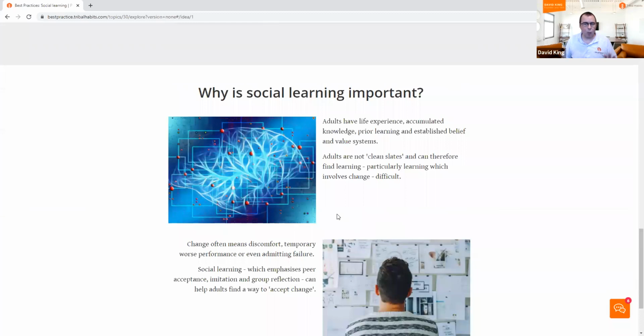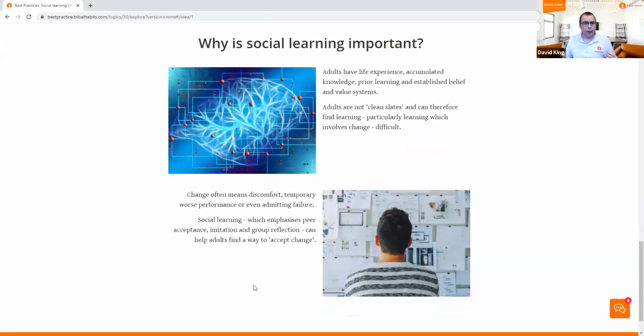So let's talk about why these matters are important for social learning. So first part is adults have life experience. They have accumulated knowledge, they have prior learning, they have established belief and value systems, which means that when we're teaching adults, they're not clean slates. They're not the sponges that often children are. And they can find learning, particularly learning which involves change, very difficult because the learning is working against this environment of life experience and prior knowledge.